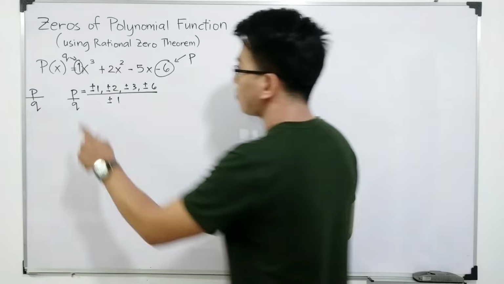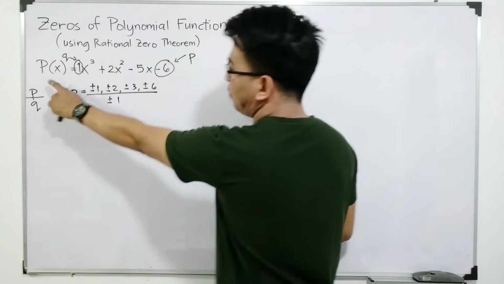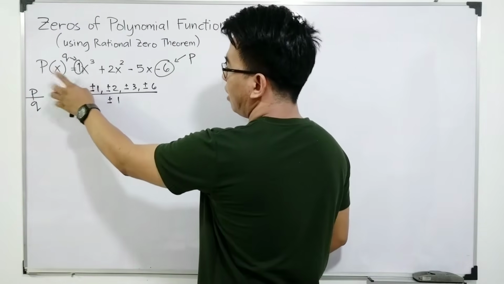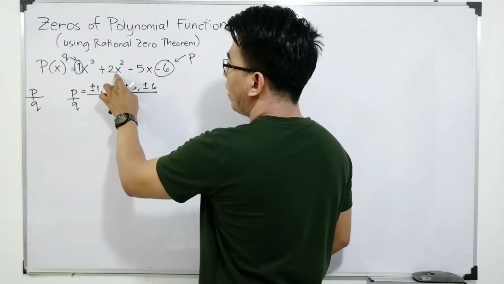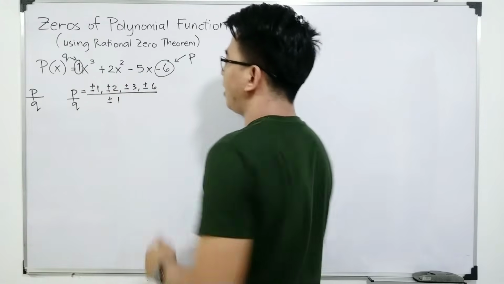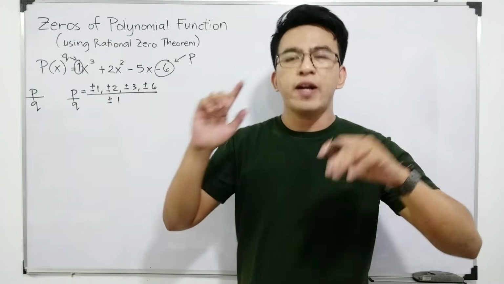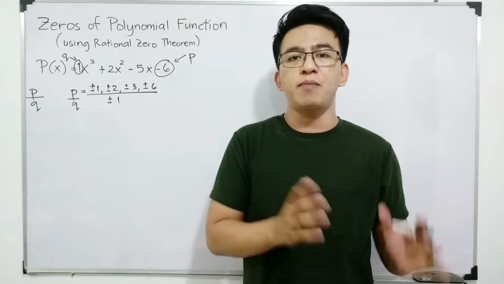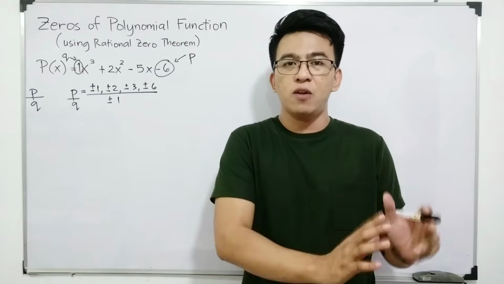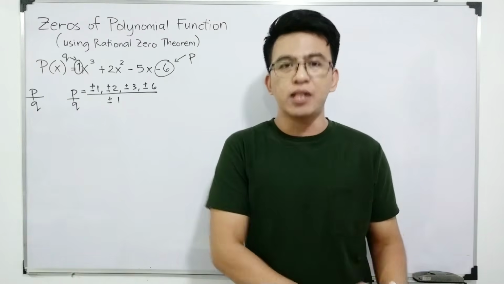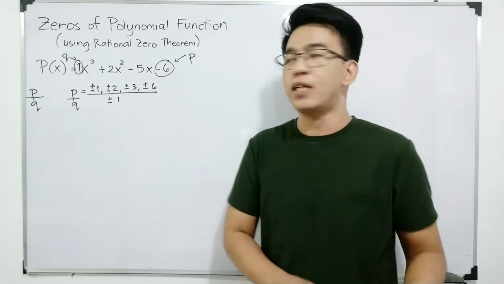Remember, yung given natin is p of x is equal to x cubed plus 2x squared minus 5x minus 6. Since cubic yung ating polynomial function, we're expecting 3 possible zeros. Meron tayong 3 possible zeros na makukuha ang sagot.